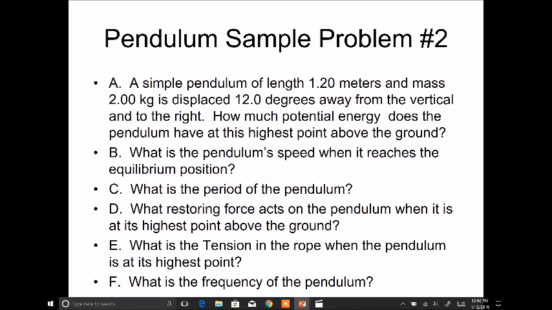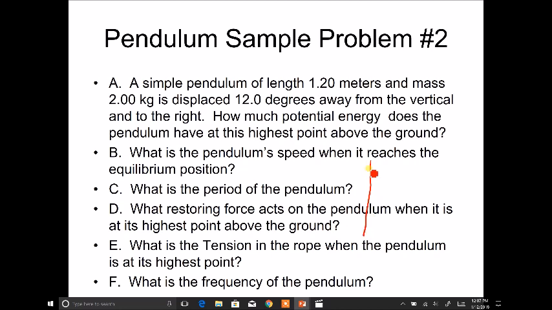All right, so here's our second pendulum problem. So we have a pendulum of length 1.2 meters. The pendulum bob has a mass of 2 kilograms. It's displaced 12 degrees away from the vertical and to the right. We want to know how much potential energy the pendulum has at its highest point above the ground. So we're looking here for gravitational potential energy.